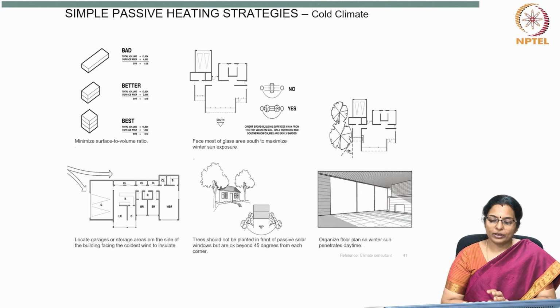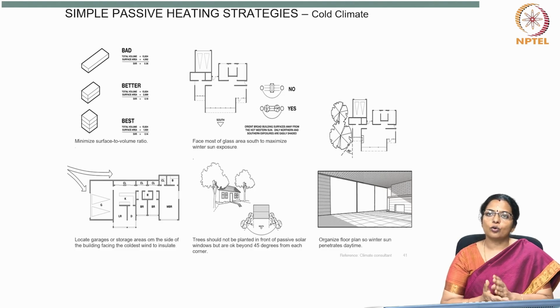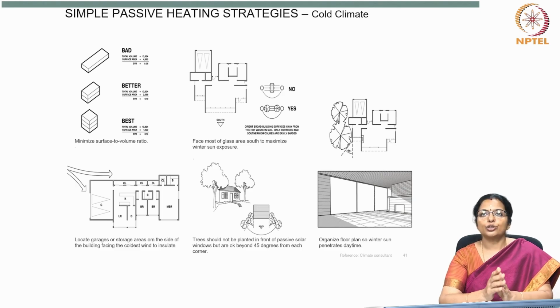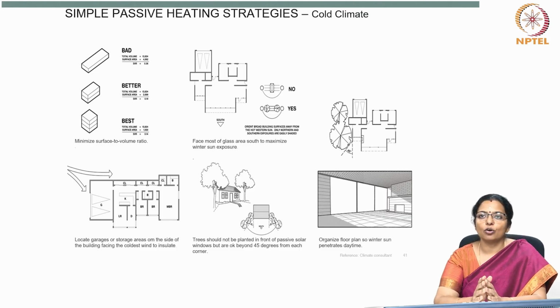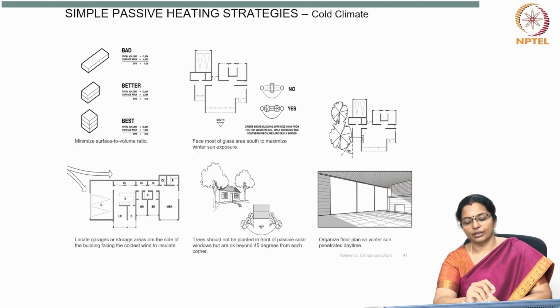If we look at cold climate, maximize surface to volume ratio and organize floor plans so that the winter sun penetrates daytime. Trees should not be planted in front of passive solar windows, but they are okay to be placed at 45 degrees from each corner. Face most of glass area south side to maximize winter sun exposure.